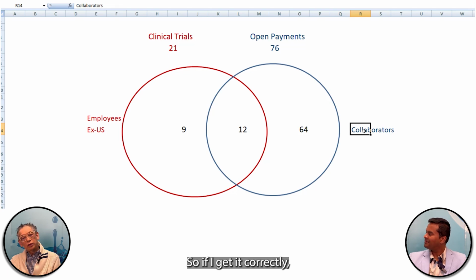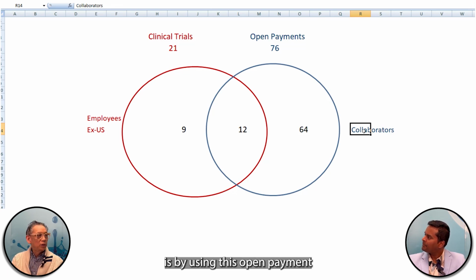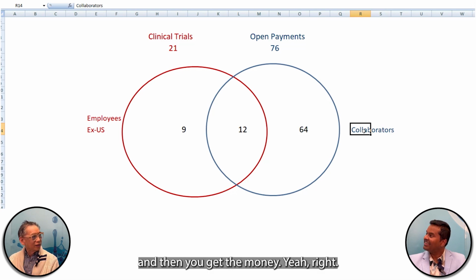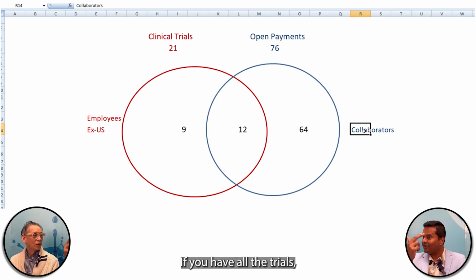So if I get it correctly, by using Open Payments, you can really expand the list of PIs for the collaborators that you would get only from ClinicalTrials.gov. So it's really an expansion, right? Absolutely. Wow, I never thought we could use Open Payments, and then you get the money. And this is just one trial. If you have all the trials, think about the new targets we'll have.